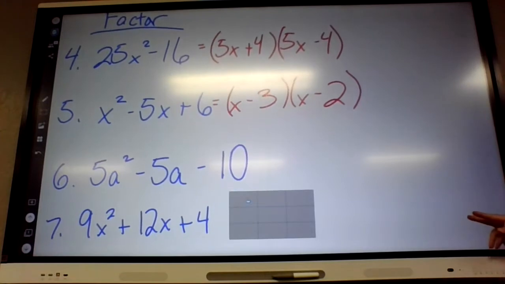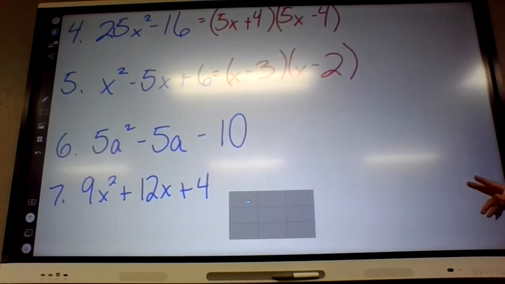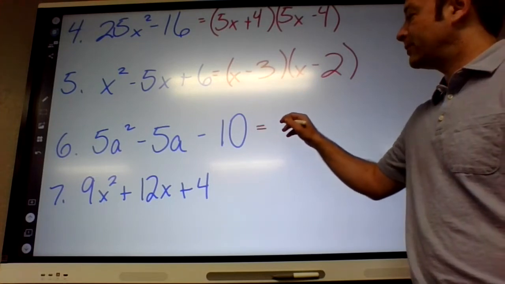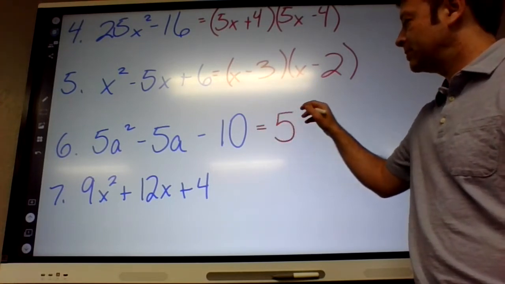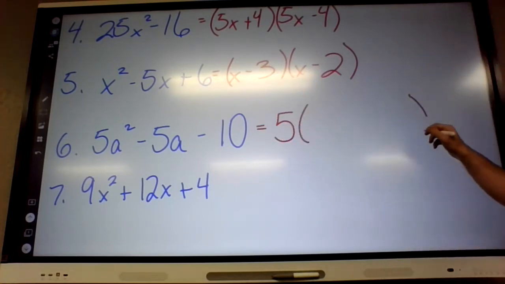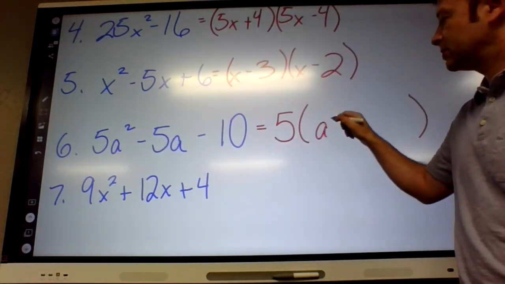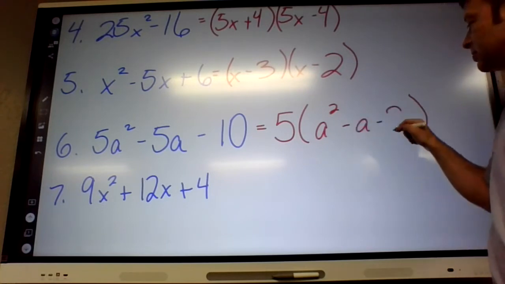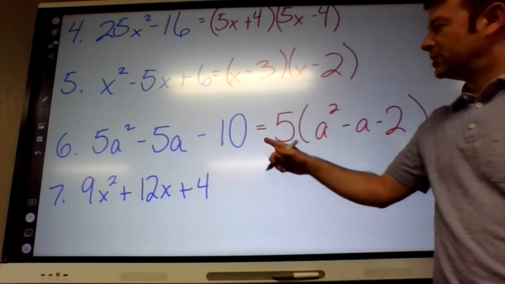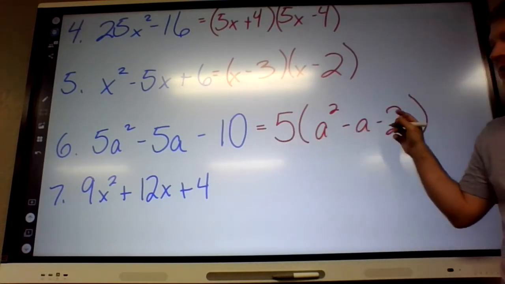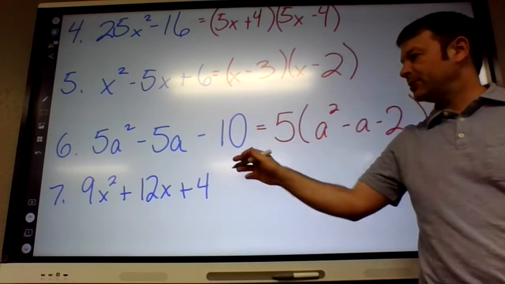How about 6? Any ideas on that one? 5a plus 5, a minus 2. Okay, there's something you should do first. We can take a 5 out. Remember how to take stuff out? Just put it in front of the parentheses. What's left after I divide all these by 5? A squared minus a minus 2, 10 divided by 5. So if I distributed the 5 back out, it should turn back into that.